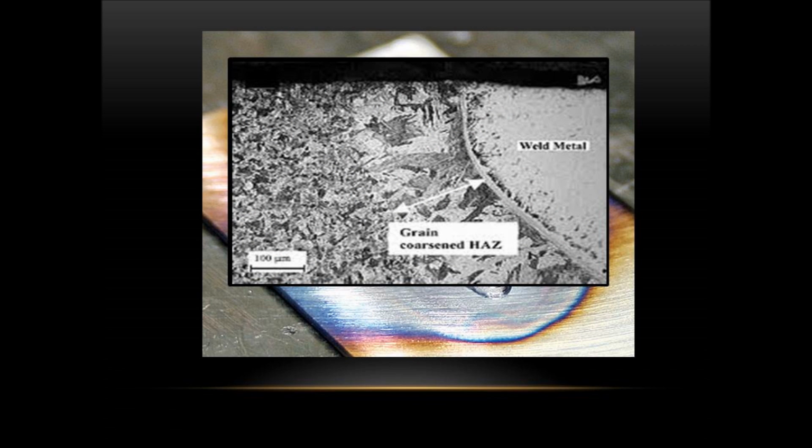Zooming in on the microstructure reveals three distinct regions. On the far left, you have the unaffected parent metal. In the center, you have the grain coarsened area in the HAZ. And on the far right, you have the weld metal.